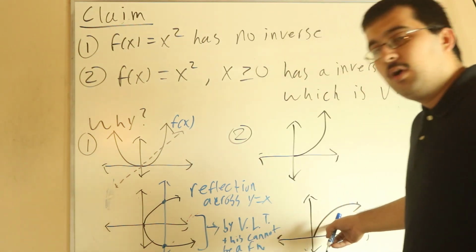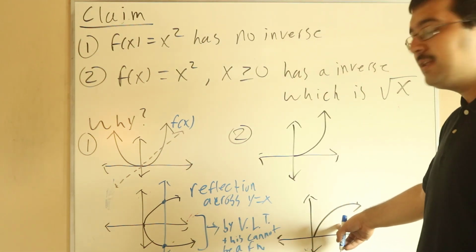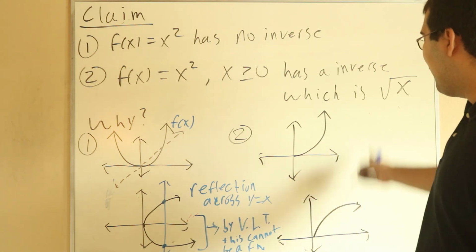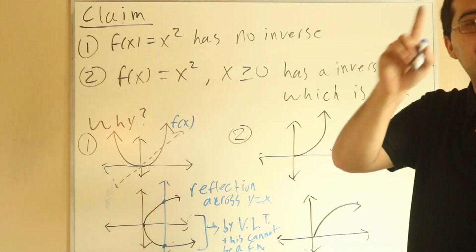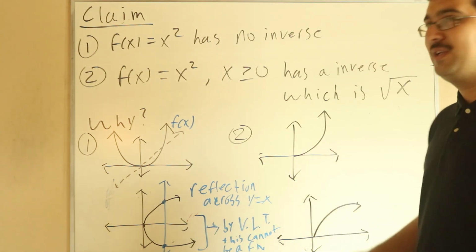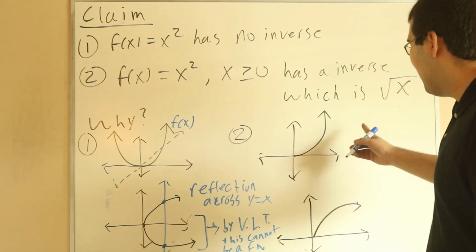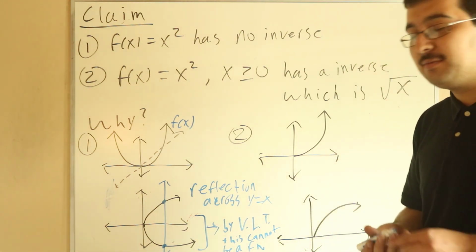However, for this second example, hopefully what we can see is that no matter where I draw my vertical line, it's only ever going to cross the graph once. Hence, this graph is a function.